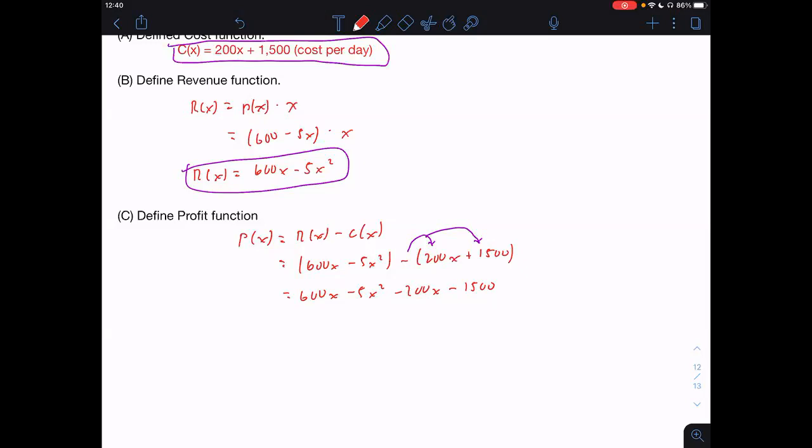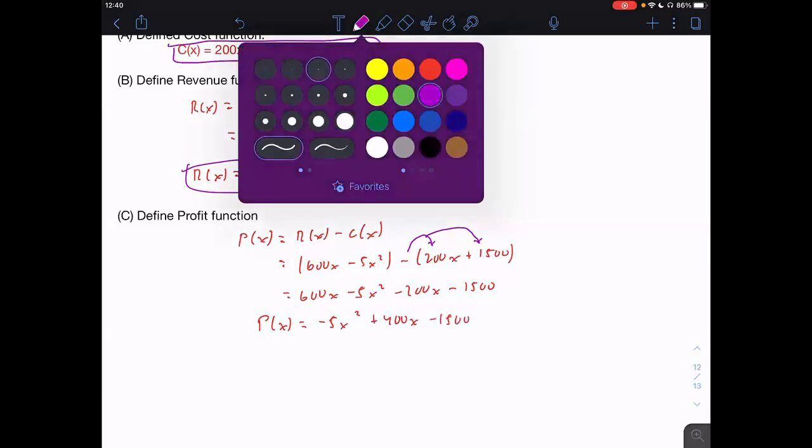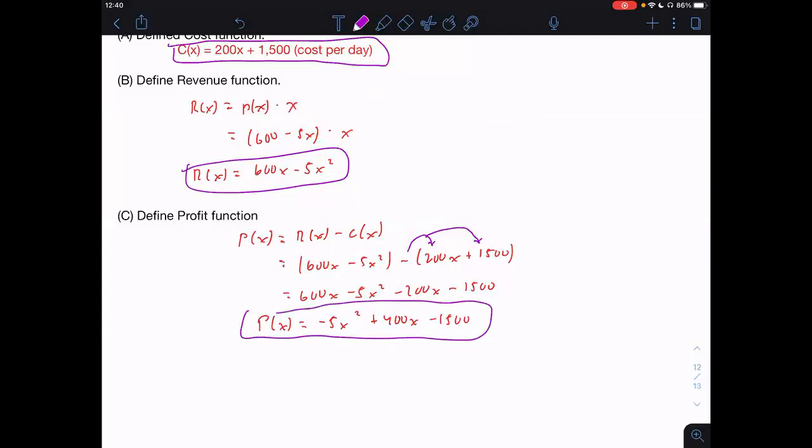Now, combining like terms, we get our profit function here. I'll put it in descending order of power: negative 5X squared plus 400X minus 1,500. So that's our profit function.